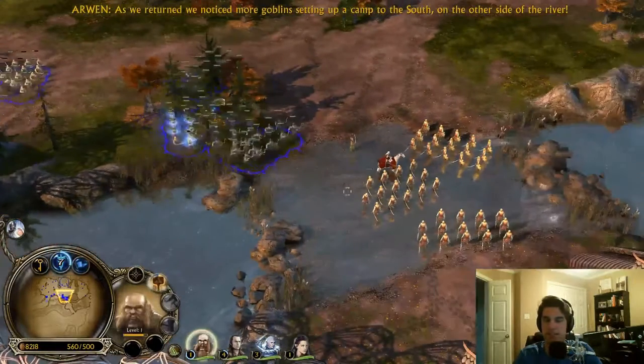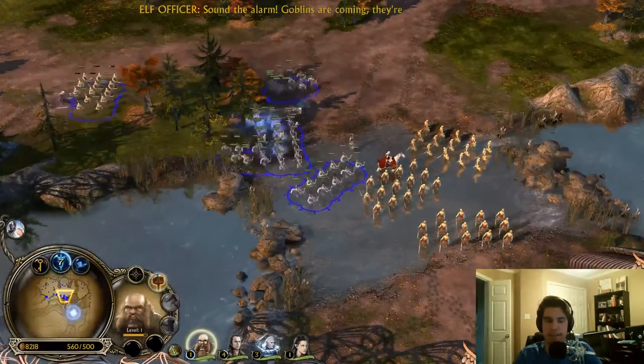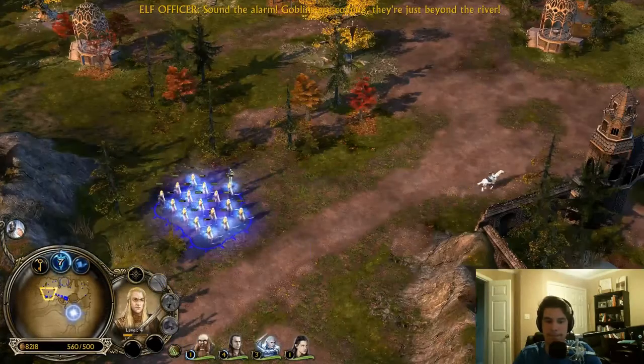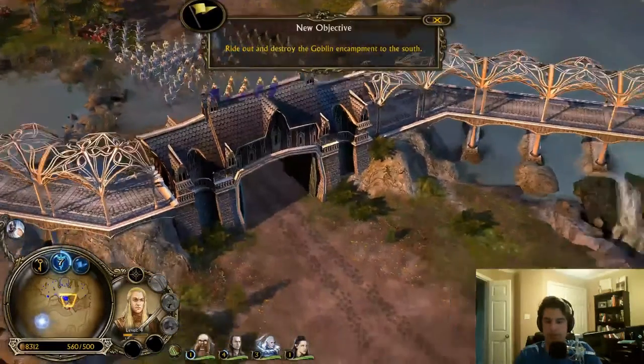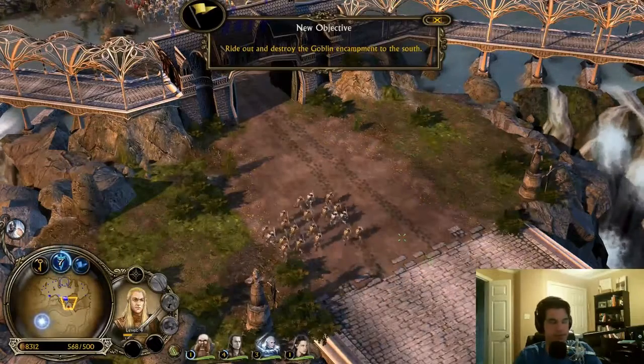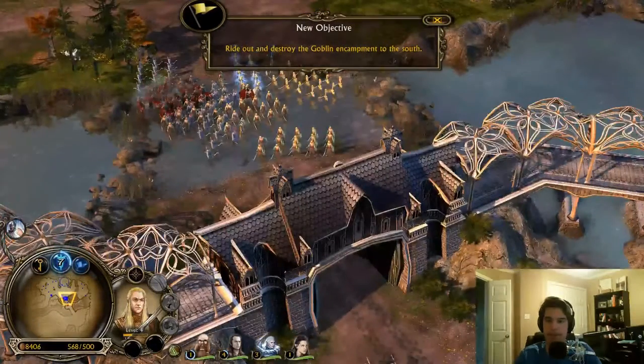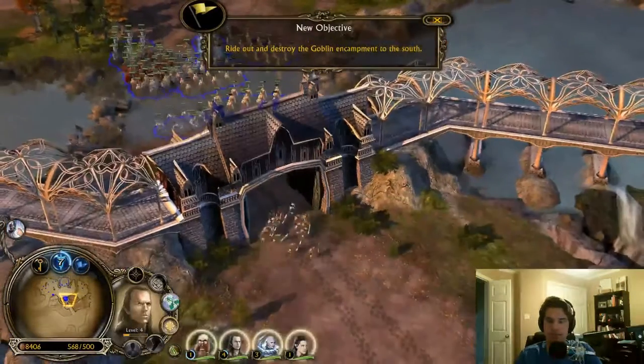Your wits about you. Sound the alarm! Goblins are coming! They're just beyond the river! Our homes must be defended. We must ride out and clear the valley of the goblin filth. All right. Well, let's do it. Let's go clear the valley.